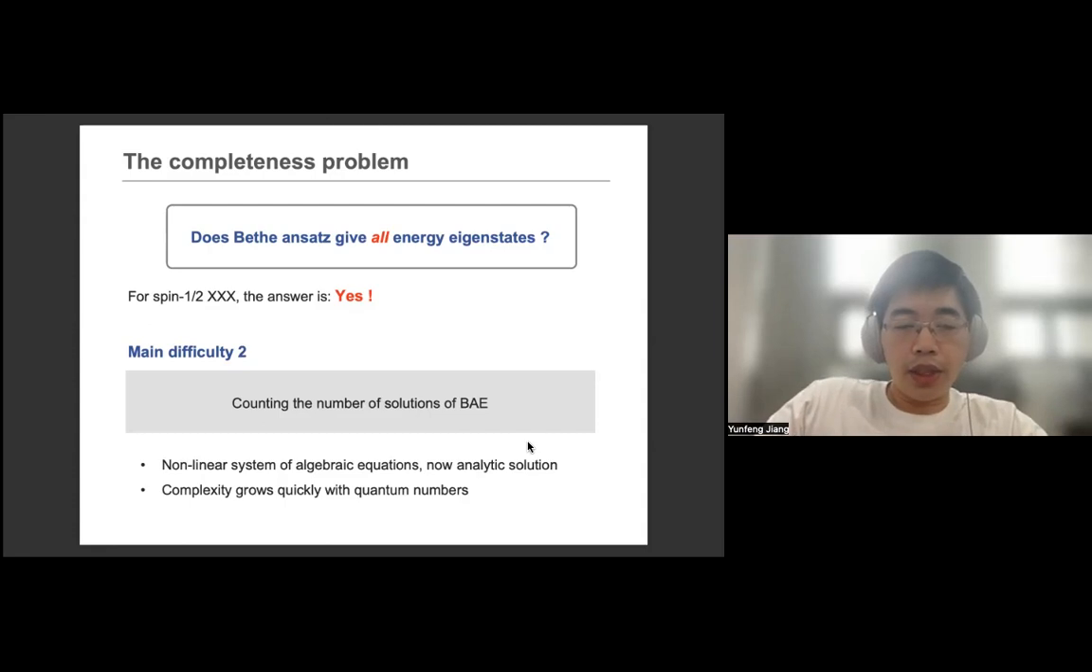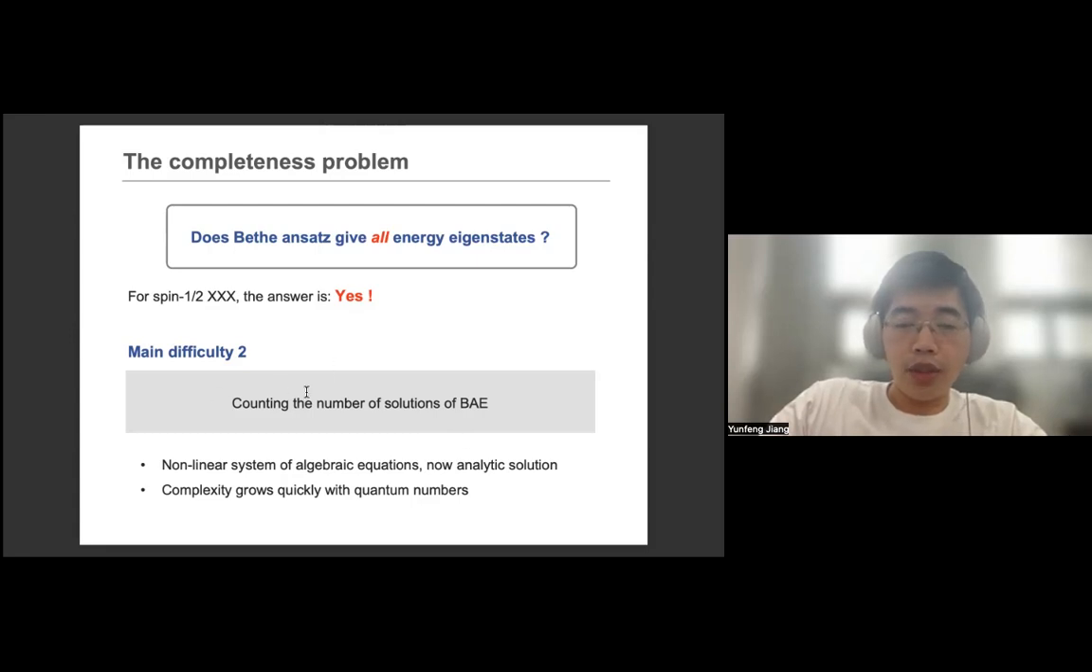The second difficulty is that after you throw out these bad solutions, can you count the number of the good solutions? Namely, how to count the number of solutions of Bethe ansatz equations. This is also a non-trivial question because the Bethe ansatz equation is a nonlinear system of algebraic equations, and there's no analytic solution in general. Also the complexity of this equation grows quickly with the quantum number. So this is also a difficult task.